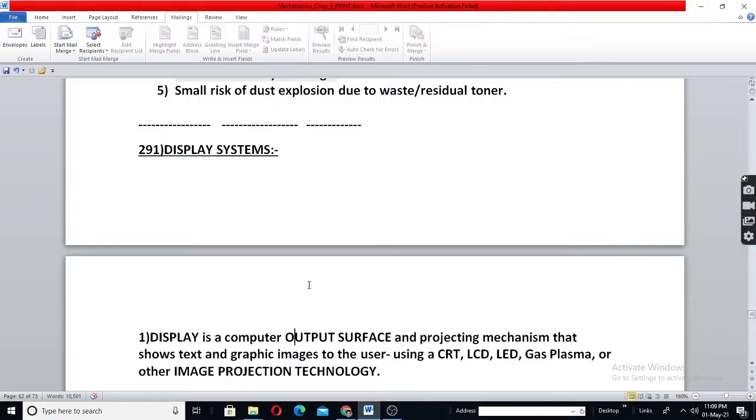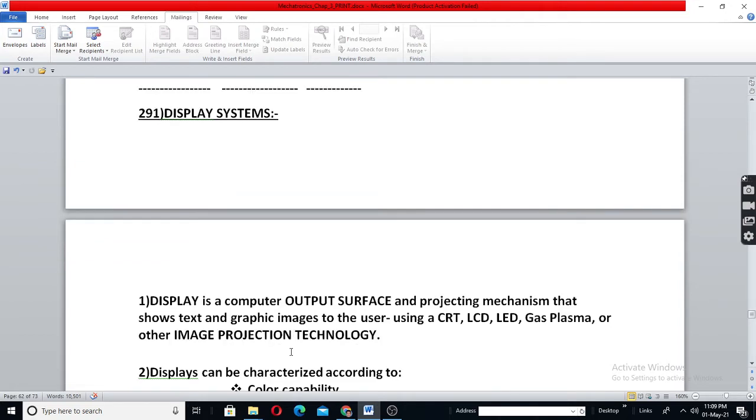Class 179 means 49. Display systems. So display, we know, is the last step. Computer output surface. Examples are CRT, LCD, LED, gas plasma. All these things are there.